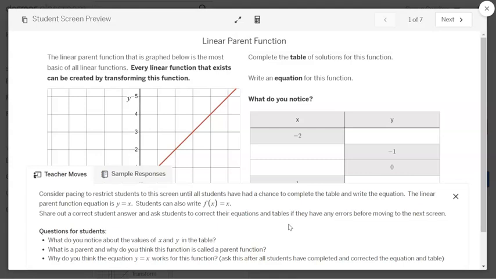Something you might want to point out or get the kids to notice is that this equation, or this table, the x column looks exactly like the y column, and that's not a coincidence. That is what it means. Y is equal to x. And then you can have a discussion about the word parent function. Why do you think it's called that? Why does the equation y equals x work? And so forth. I would keep kids on this slide until most of the kids or all the kids are done, because this needs to be done before they discuss the next part.